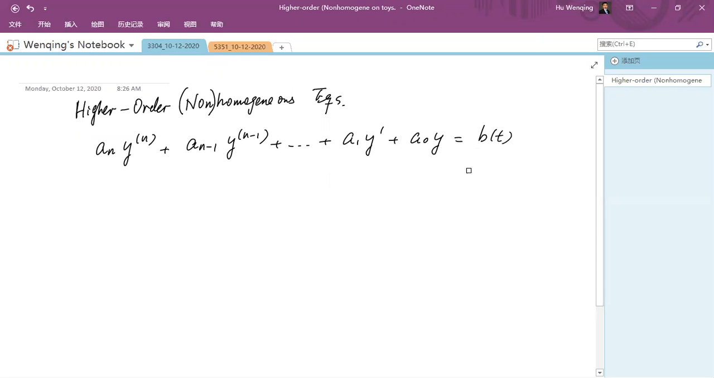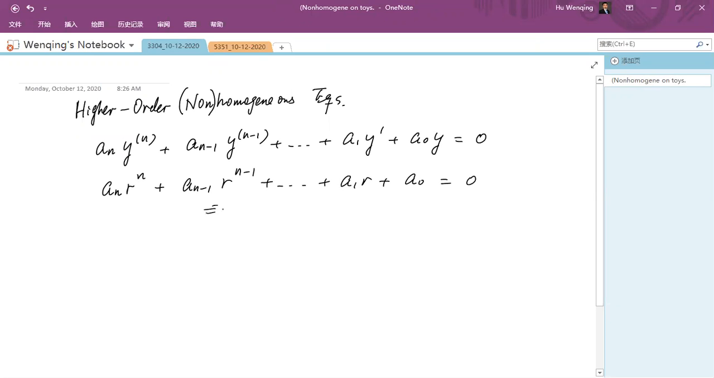We're going to first work with the equation where b is 0. Then you consider r to the power of n plus an minus 1 r to the power of n minus 1 plus dot dot dot plus a1 r plus a0 equals 0. You're solving for those r's, and based on the r, we consider three cases. First, r real and non-repeated root.